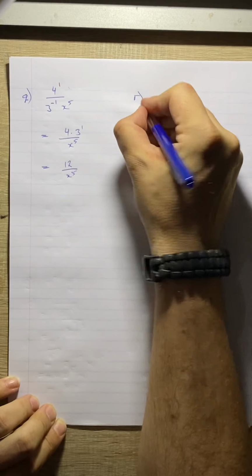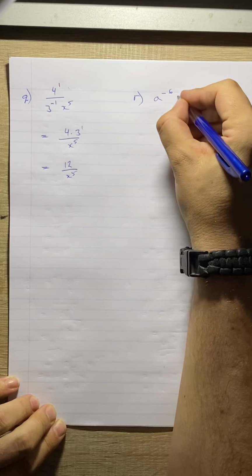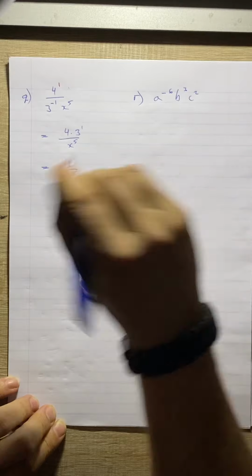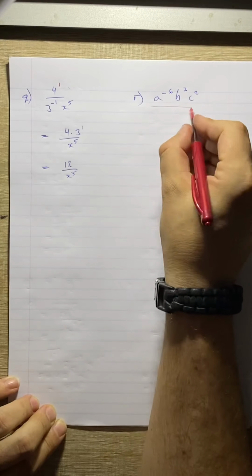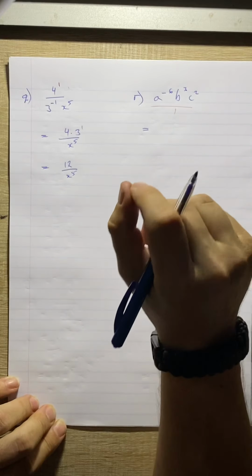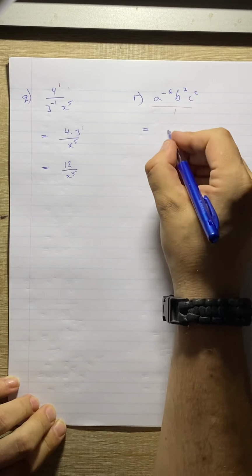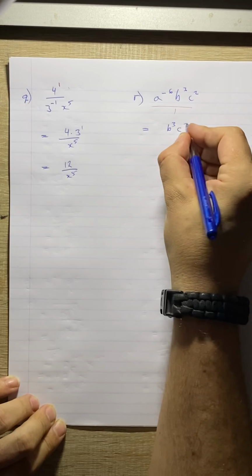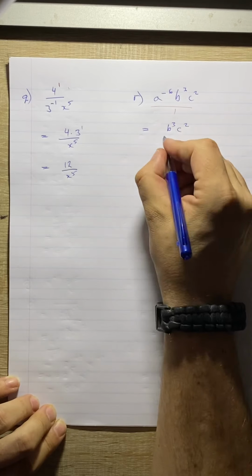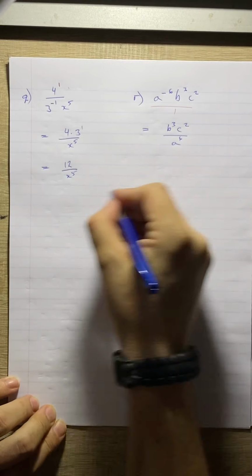Right, next one, question R. A to the minus 6, b cubed, c squared. Okay, remember, this is over an invisible 1. I'm going to leave the ones with the positive exponents where they are, so that will be the b and the c. So b cubed, c squared. This one wants to be at the opposite place, so it wants to go to the bottom, so it's a to the 6.